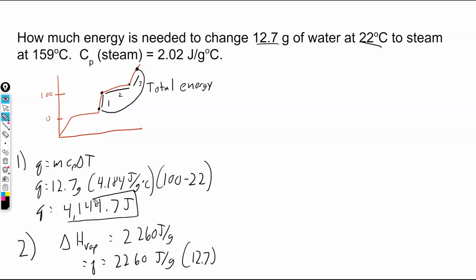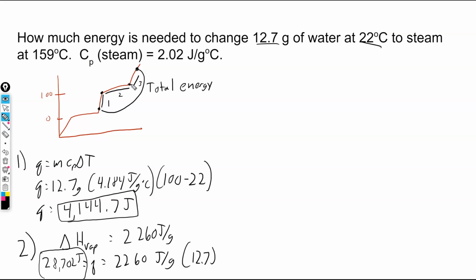Let me box this up so we know that's our first number real quick. So we've got to multiply these two. And the amount of energy needed to vaporize 12.7 grams of water is 28,702 joules. So I have part 1, I have part 2.